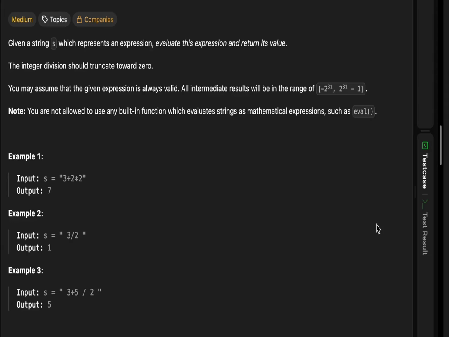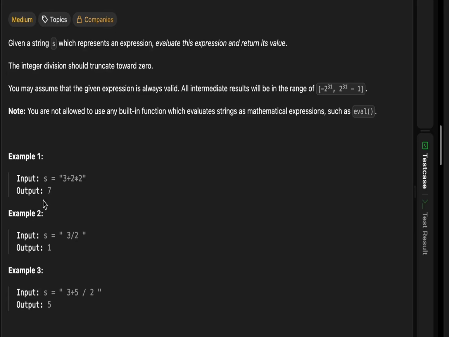So today's question is Basic Calculator. Given a string s which represents an expression, evaluate this expression and return its value. The integer division should truncate towards 0. You may assume that the given expression is always valid. All intermediate results will be in the range of an integer. You are not allowed to use any built-in function.